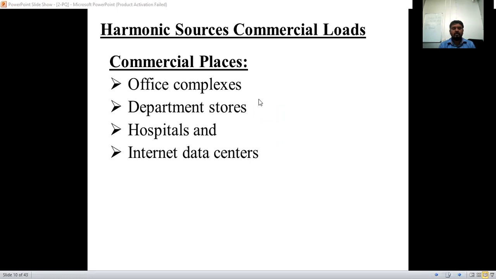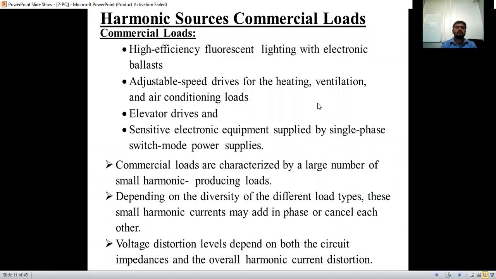So these are all the commercial buildings we are going to discuss, one by one. Harmonic sources from the commercial loads: how do the commercial loads produce harmonics? In commercial buildings, what do we normally use?